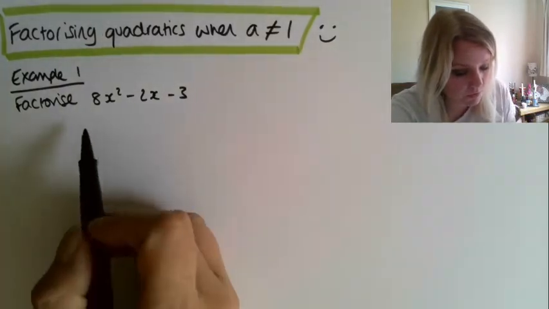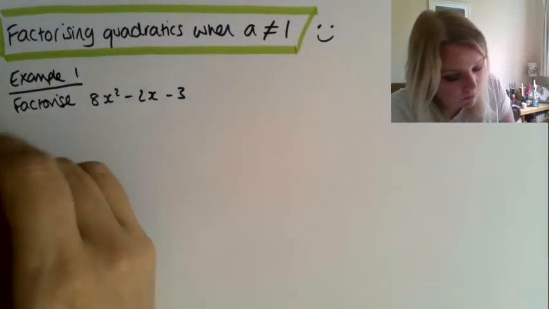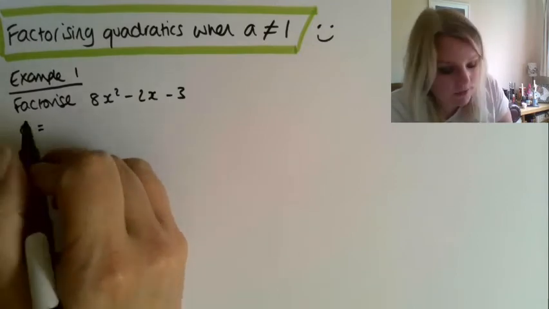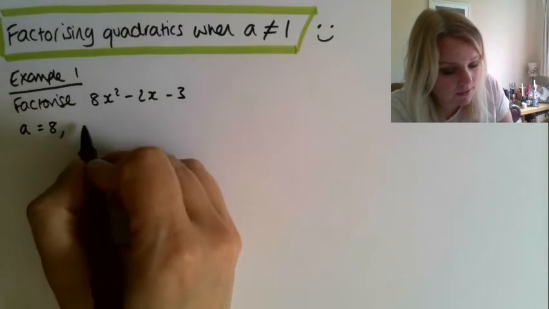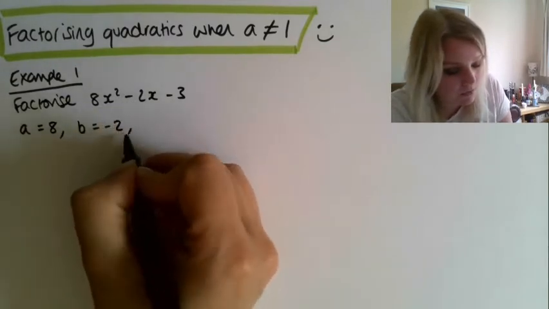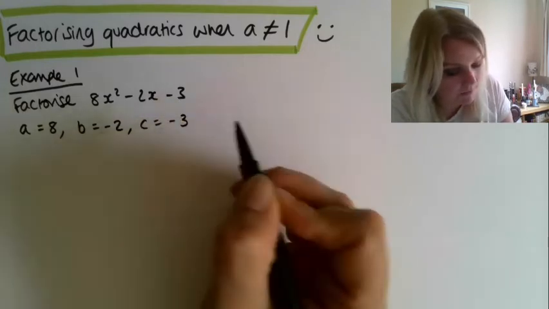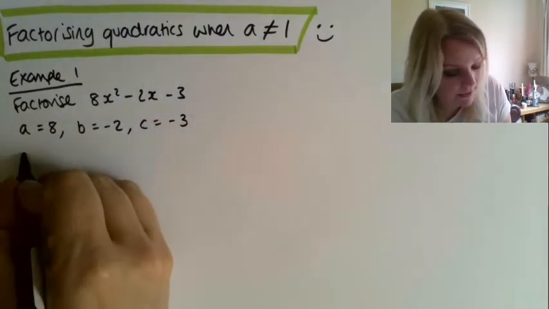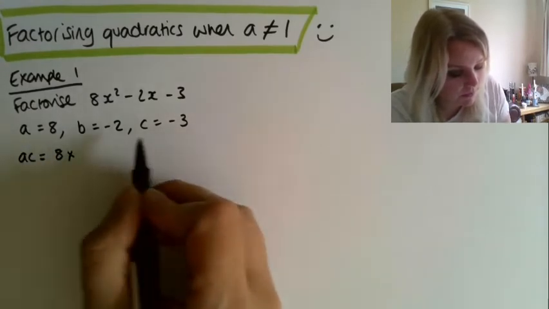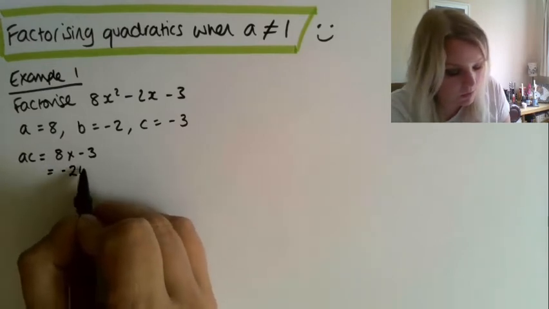So here's the first one, 8x squared minus 2x minus 3. Same as before, list what a, b and c are. a, the number in front of the x squared term, is 8. b, the number in front of the x term, is minus 2. And c, the number by itself, is minus 3. Same as before, work out what AC is. So a is 8 multiplied by c, which is minus 3, gives us minus 24.